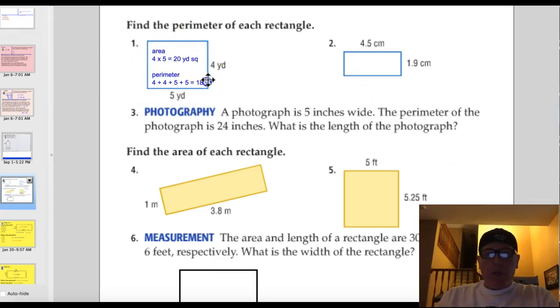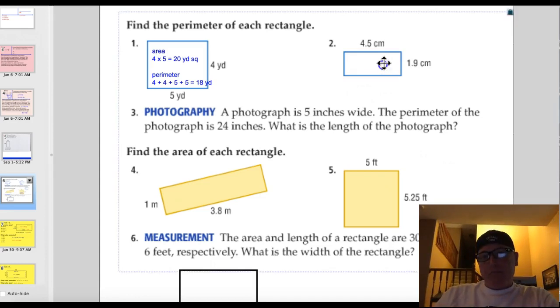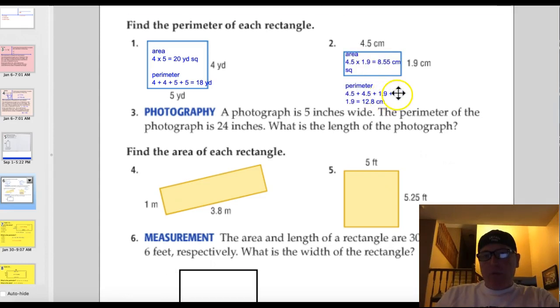All right, here's another one right here. Go ahead, you can find the perimeter of this one. If you want to be an overachiever, you can find the area too. PP, here's the perimeter. 4.5 plus 4.5 plus 1.9 plus 1.9 looks like 12.8 centimeters. Multiply those two together to get the area. It would be 8.55 centimeters squared.